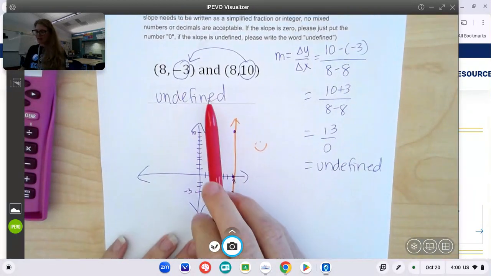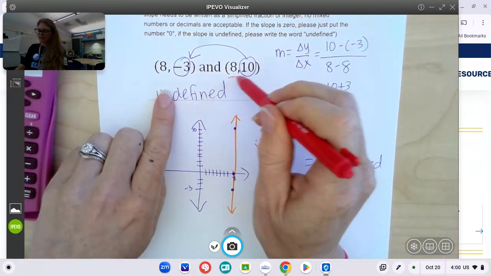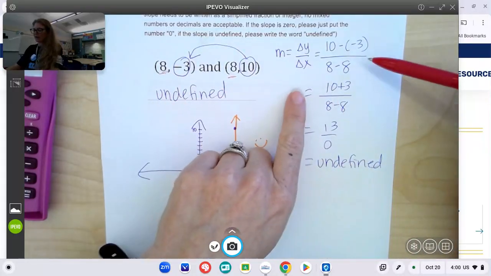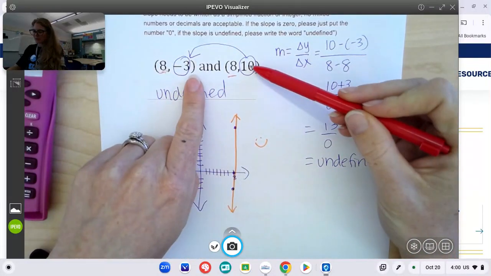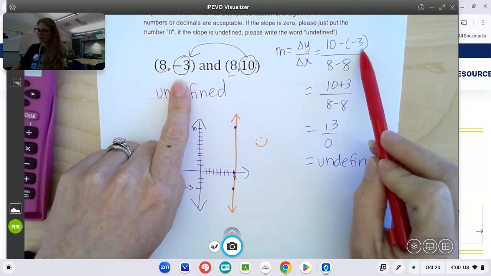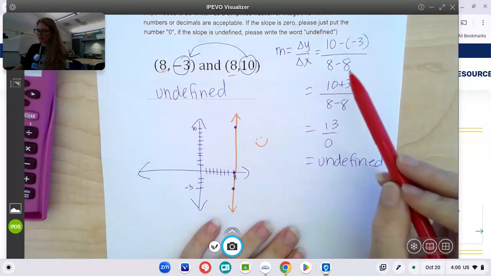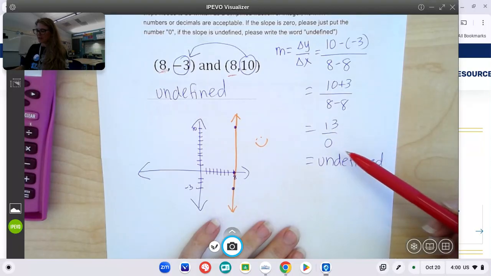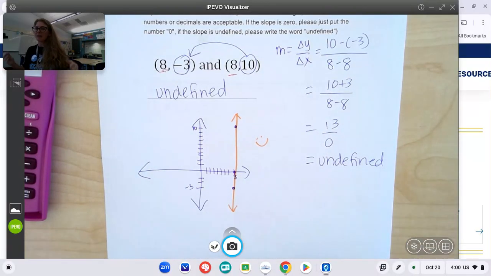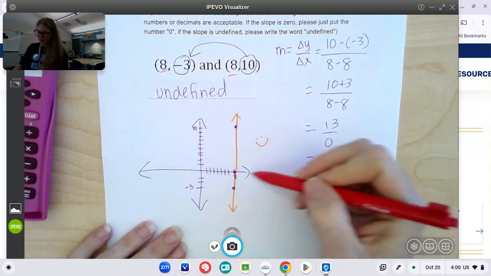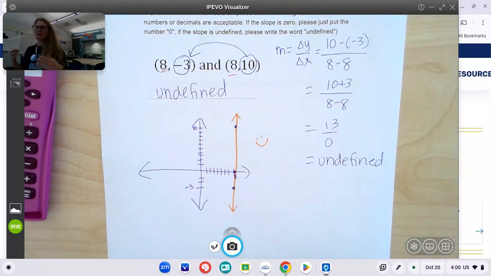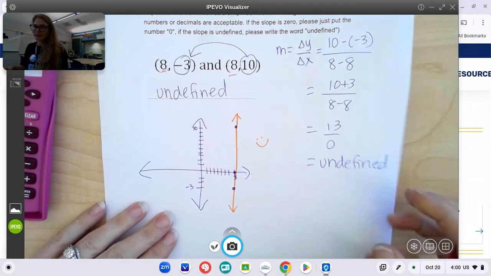And then here I noticed I do have the same x values. If I use my formula, I circled my y's, I decided to do 10 minus -3, which turns into 10 plus 3. So I have to do 8 minus 8 in the denominator. I get 13 divided by 0, which is undefined. I'm not going to move on until I make a quick sketch and plot those points to double check that I do have, indeed, a vertical line.